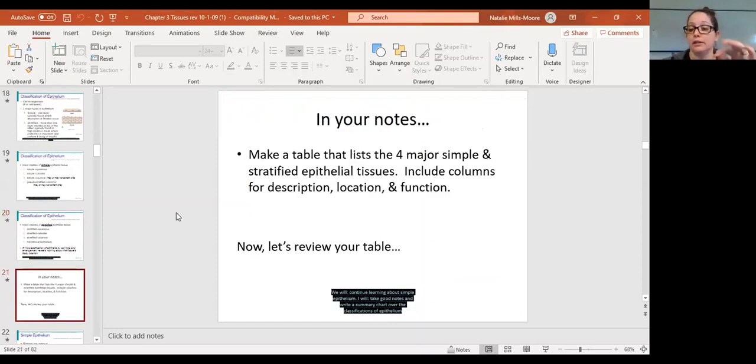So we stopped here, and I told you that in your notes, you need to make lists of the 4 major simple and the 4 stratified epithelial tissues. And then after you make the list, you want a column for description, a column for location, and a column for function. And then as we go through all these next slides, you'll be able to just put that information in your chart, and it'll be a nice handy chart for you.